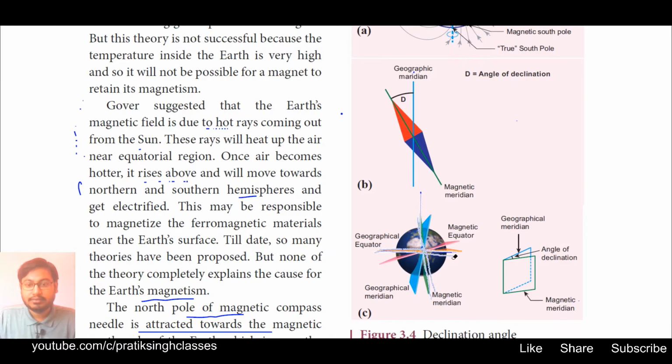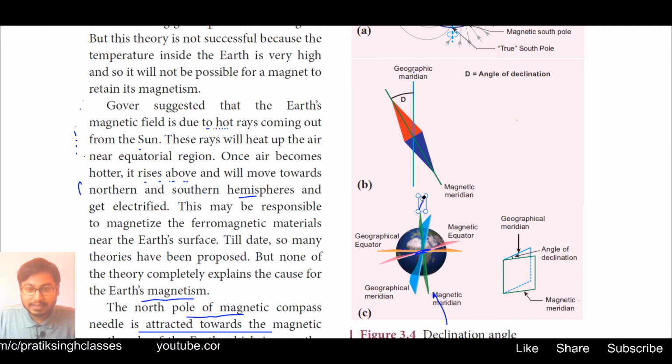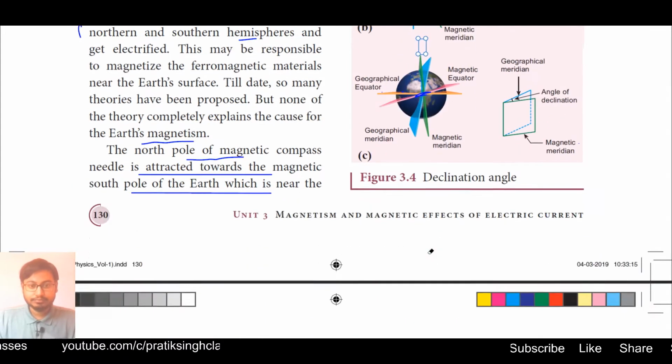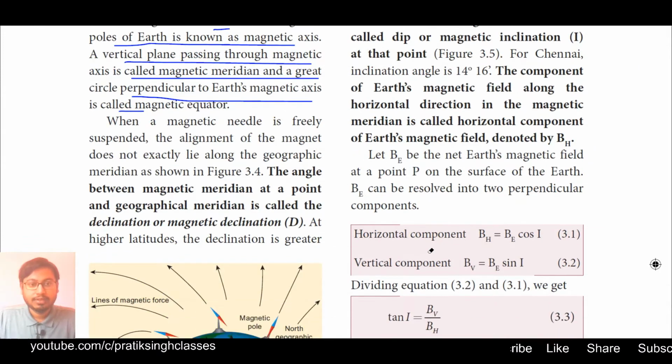So in this figure, as you can see, this is the magnetic north pole, this is the magnetic south pole, and the line joining them is called the magnetic meridian, and a great circle which is lying perpendicular to the magnetic meridian is called the magnetic equator. So I hope now you are clear about the magnetic equator and geographical equator, then the magnetic meridian and geographical meridian.